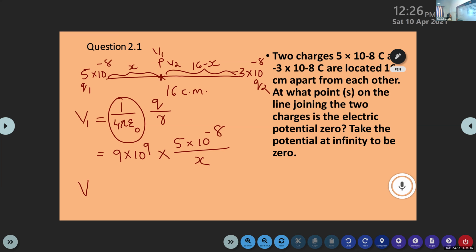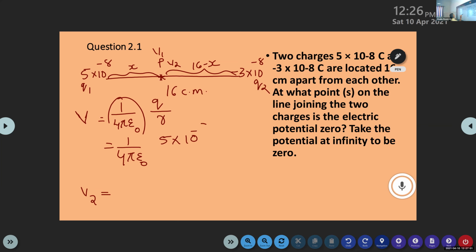Similarly, what is V2? You don't need to solve this equation now. V2 is the potential due to the charge Q2 at the point P. Ma'am, we don't need to simplify this? No, because it cancels. That's why you can write V1 as it is: 1 by 4 pi epsilon 0, 5 into 10 raised to minus 8 divided by X. You don't need to substitute the 9 into 10 raised to 9 and all. If you substitute, no problem.